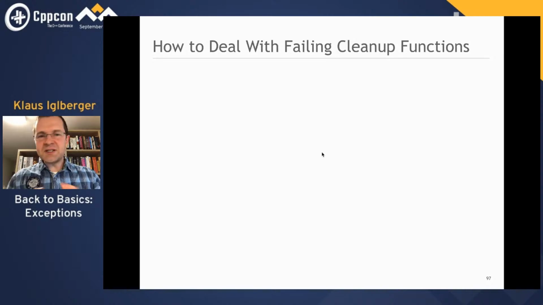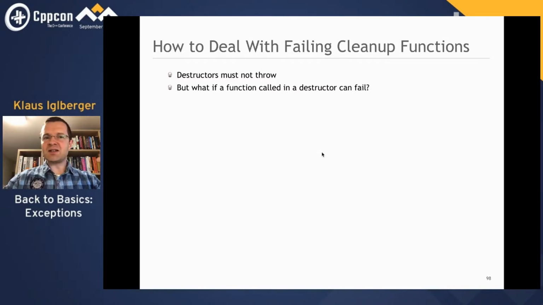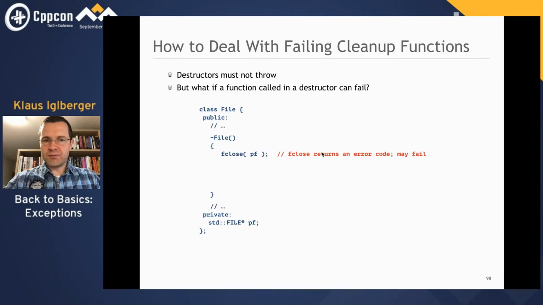Now there is a perhaps interesting side question: how to deal with failing cleanup functions. What if, for instance, a destructor calls something that could potentially fail? Let's assume that we have a file that has been opened somewhere, probably in the constructor, but now that has to be closed in the destructor. Well, fclose actually can fail. It's not that obvious, but it will return an error code.